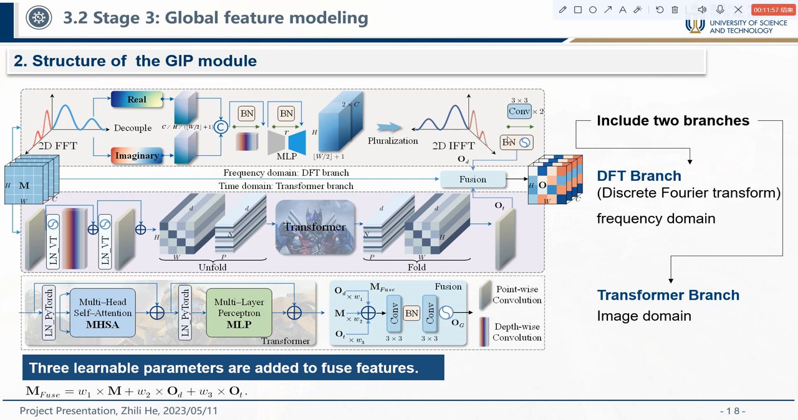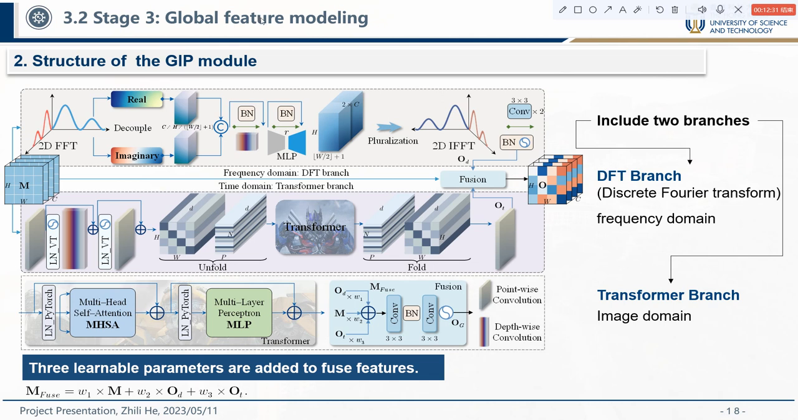And the first branch is the DFT branch, namely discrete Fourier transform, and it can model the information from the frequency domain. On the other hand, the second branch is the transformer branch. I think everyone knows the transformer because Professor Zhang has told us in the course. Owing to the self-attention mechanism in the transformer, it can directly model the global information. So I embed the transformer into the second branch.